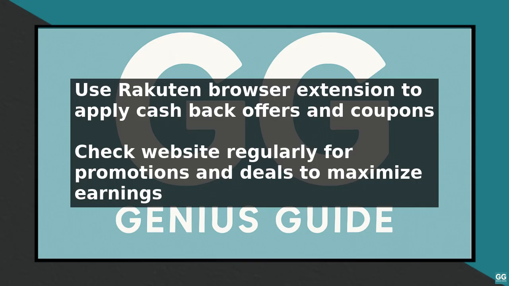account or bank account. Rakuten will send you a payment notification when your cashback balance reaches the minimum payout threshold, and you can then request payment to receive your earnings. By following these steps and using Rakuten regularly, you can earn significant cashback rewards and discounts on your online purchases.